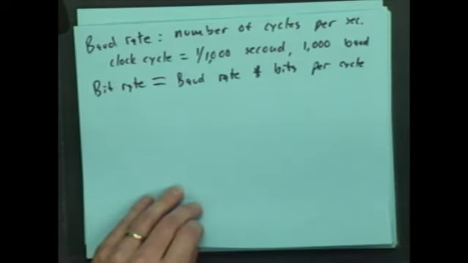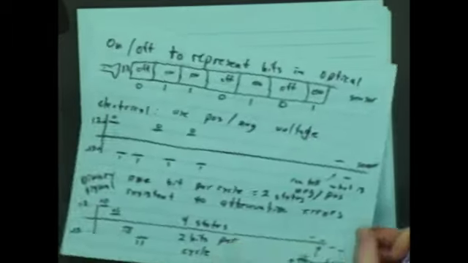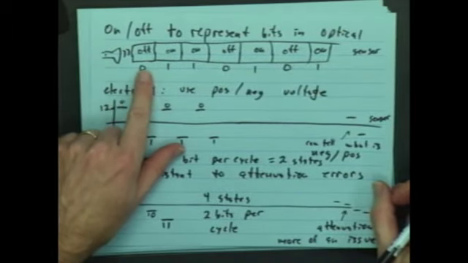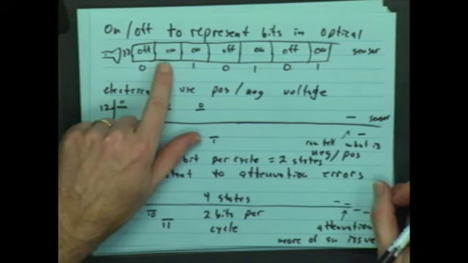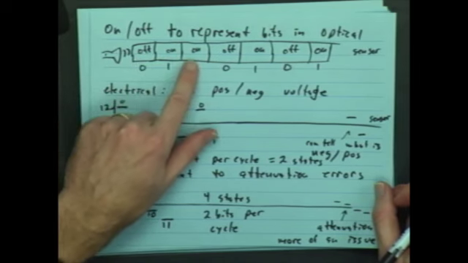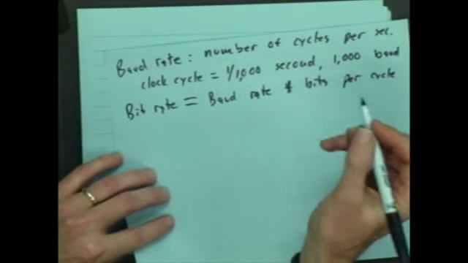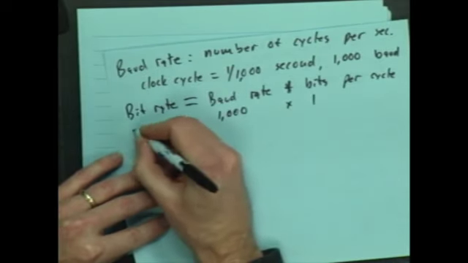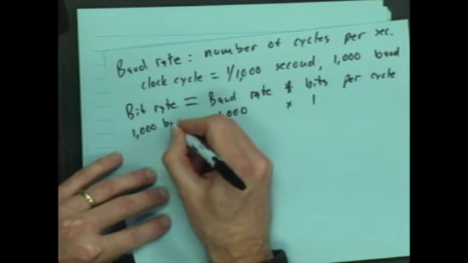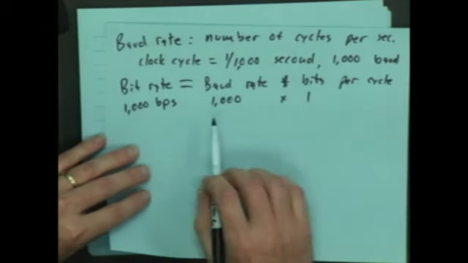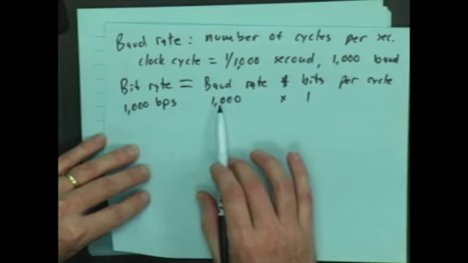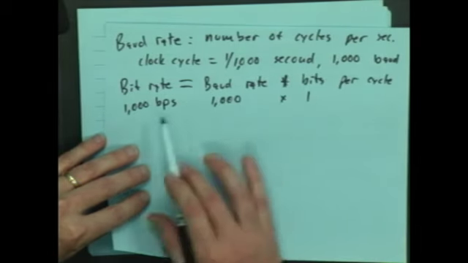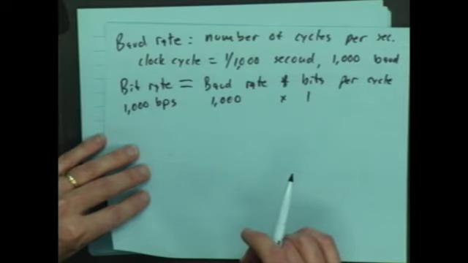Okay? So if I flip this back over, if I talk about my light being off for 1/1000th of a second and on for 1/1000th of a second, I'm transmitting 1 bit per cycle, which means my bit rate is 1,000 bits per second. Okay? My baud rate was 1,000 baud. I was doing 1 bit per cycle. That gives me 1,000 bits per second.